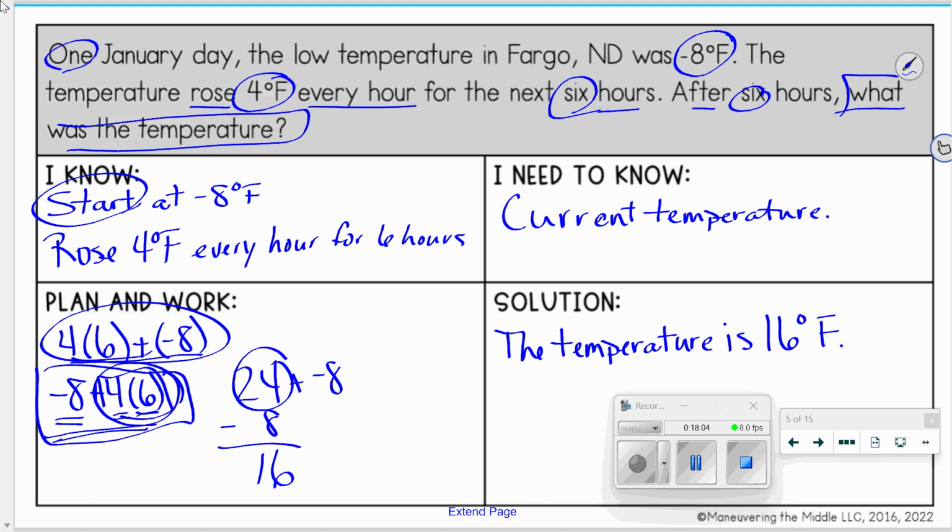Except it's negative, so I actually subtract. Since they're not like each other. They don't like each other.